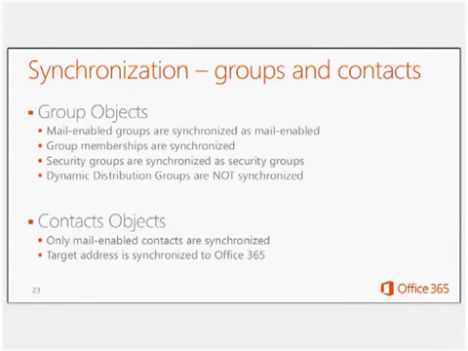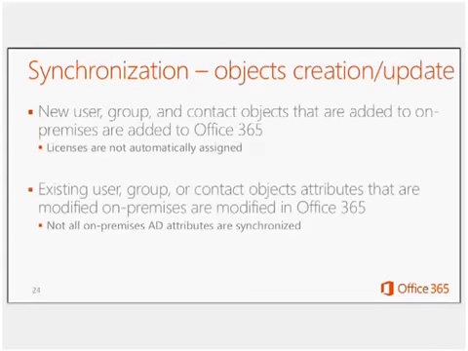From the groups and contacts perspective, group objects and mail-enabled groups are synchronized as mail-enabled. Group memberships are synchronized. Security groups are synchronized. Dynamic distribution groups are not synchronized. So these are just some critical things to understand as you're doing synchronization. And then from a contact objects perspective, target address is synchronized, only mail-enabled. Pretty simple from that perspective.